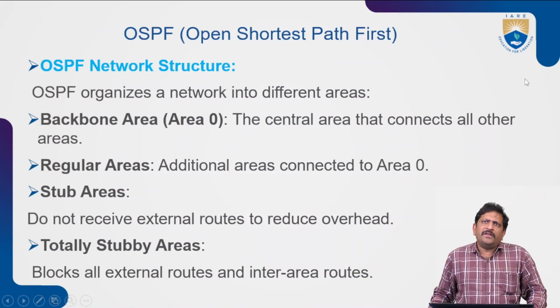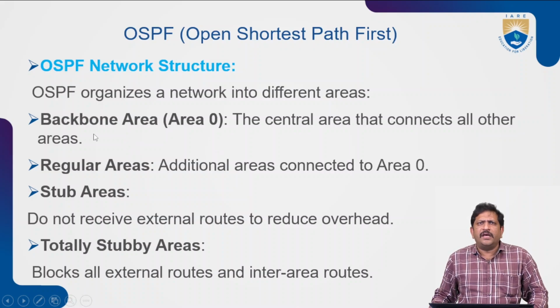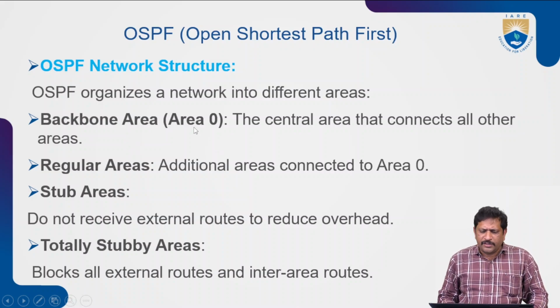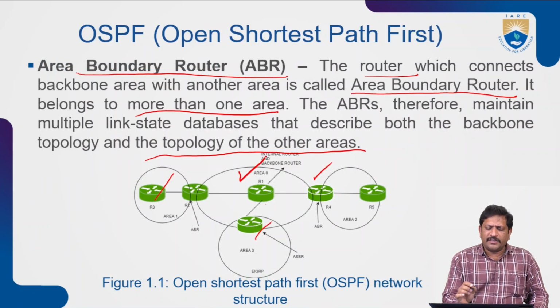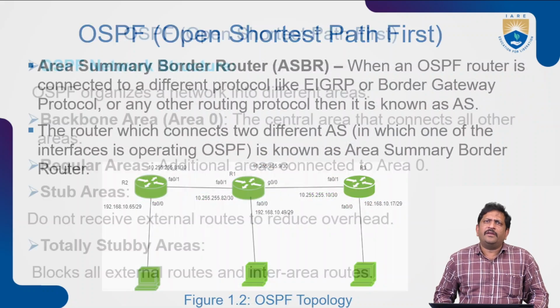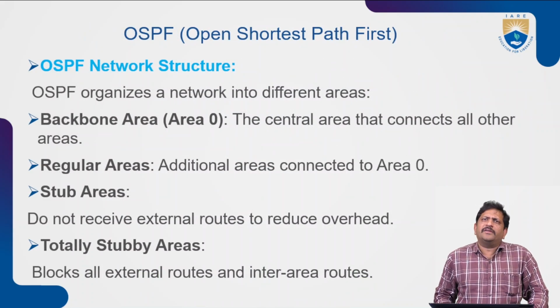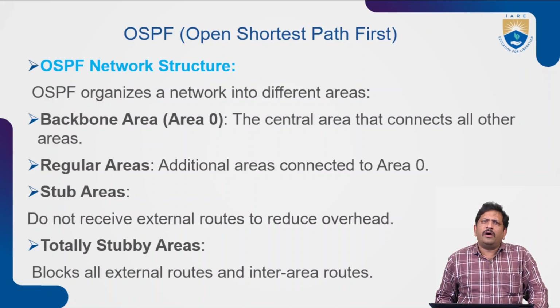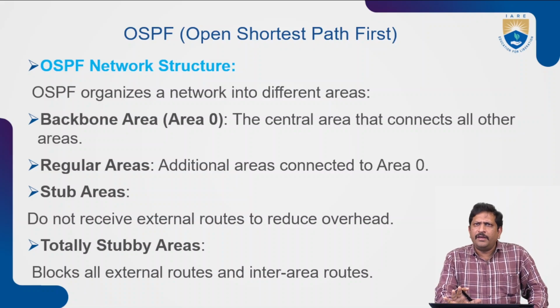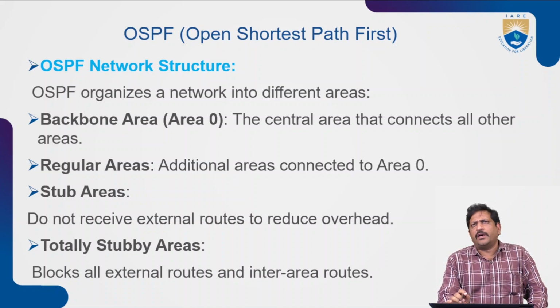The Open Shortest Path First network architecture generally has different areas, and there is a backbone area. We can say area 0 is the backbone area, the central area that connects to all other areas. That means whatever area network connects to all other area networks, we call it the backbone area.